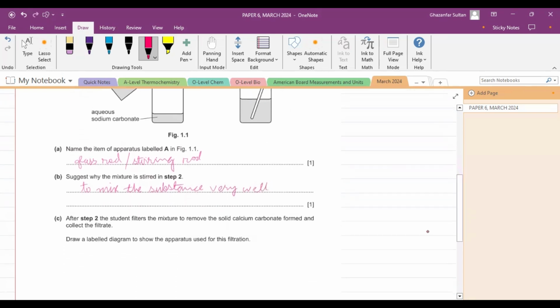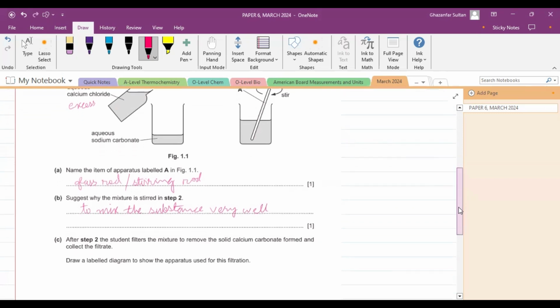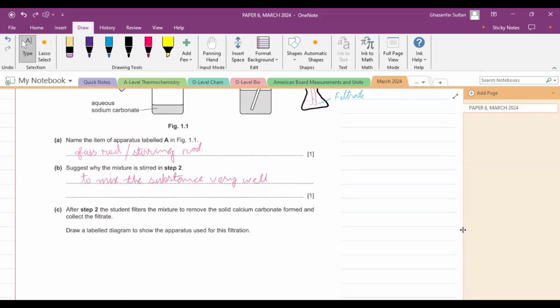After step two, the student filters the mixture. So definitely you can understand that after stirring, there would be the maximum precipitation that could occur. And after precipitation, we have to separate the precipitate. So after step two, the student filters the mixture to remove the solid calcium carbonate formed and collect the filtrate. Draw a labelled diagram to show the apparatus used for the filtration.